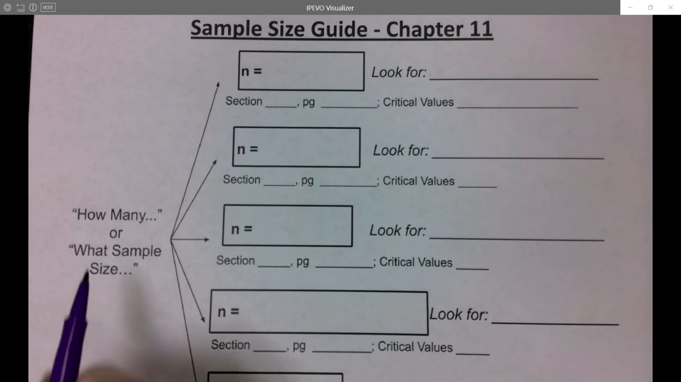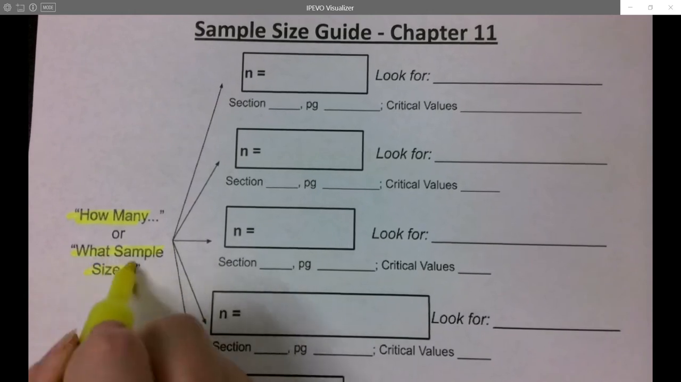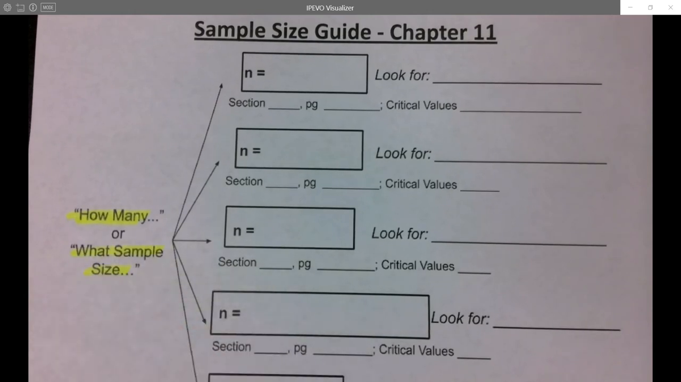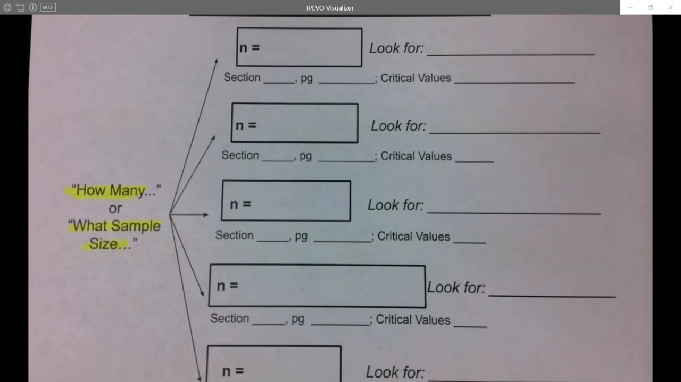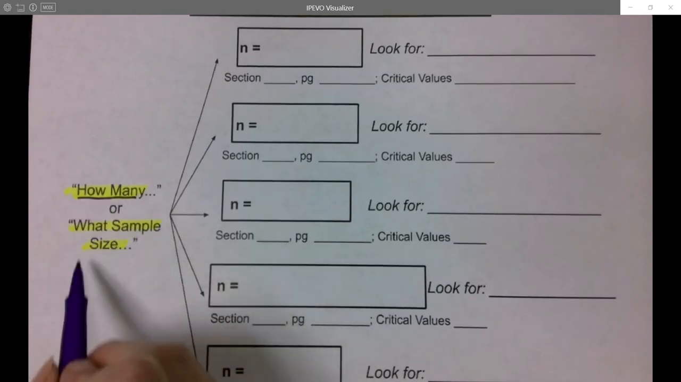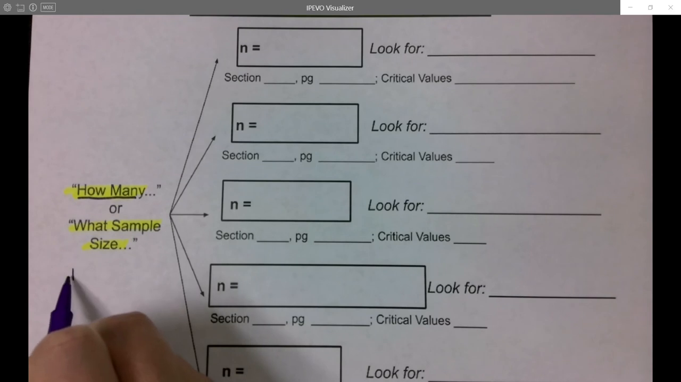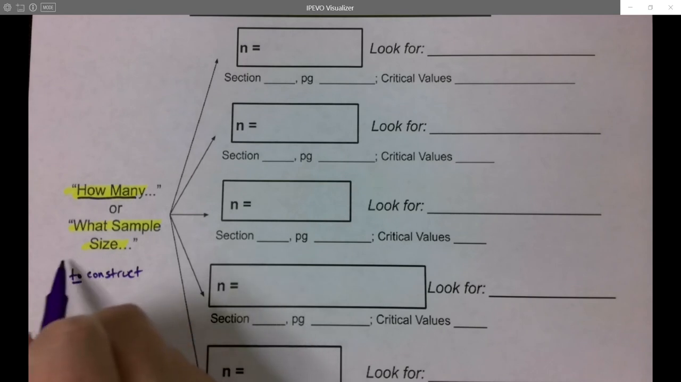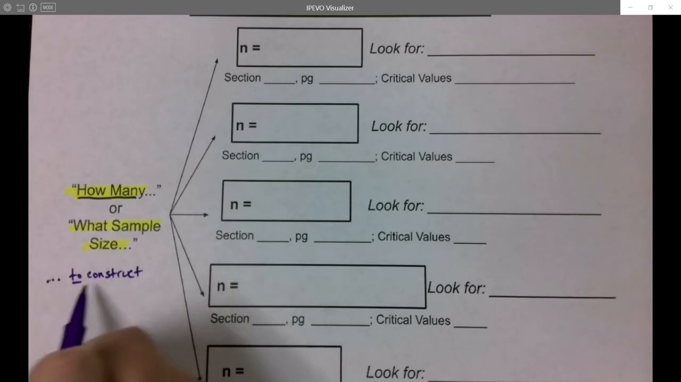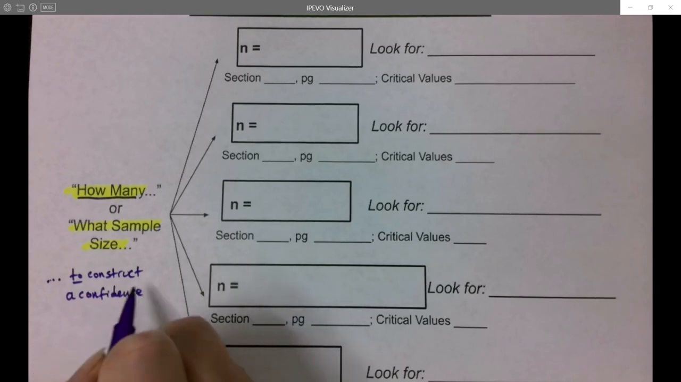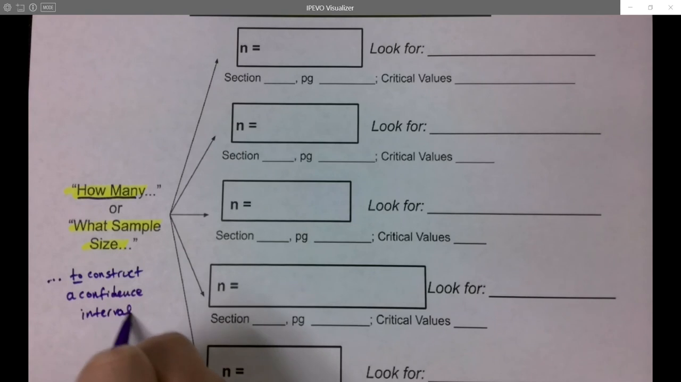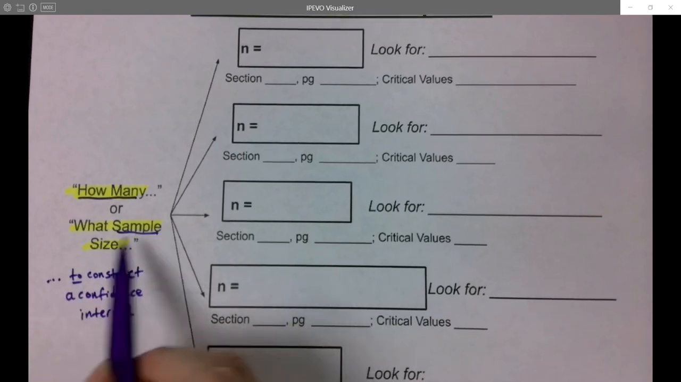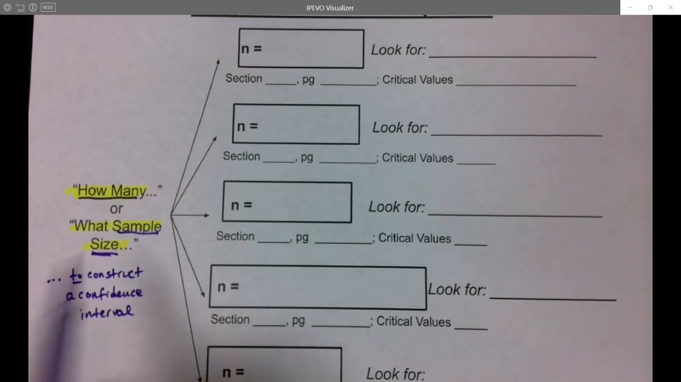The one thing to watch out for is you want to look for the question words of how many or what sample size. It'll mention confidence intervals in the problem, but don't be fooled. They'll say how many to construct a confidence interval, so they don't actually want you to construct the confidence interval. What they want is to know how large a sample they need to construct that confidence interval. So beware that these are not confidence interval questions, these are sample size questions. Look for the keywords sample size or how many.